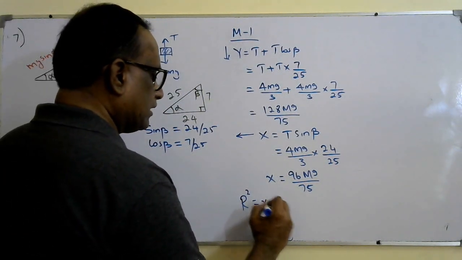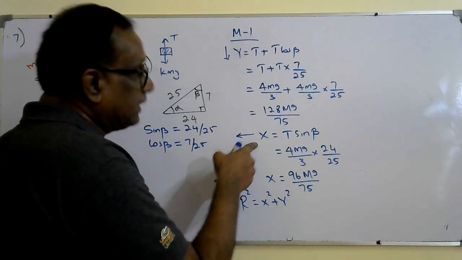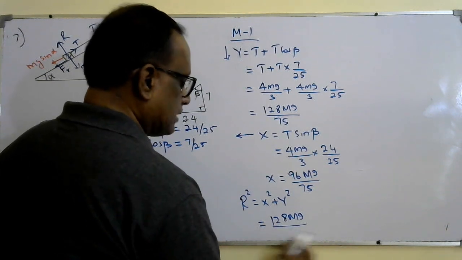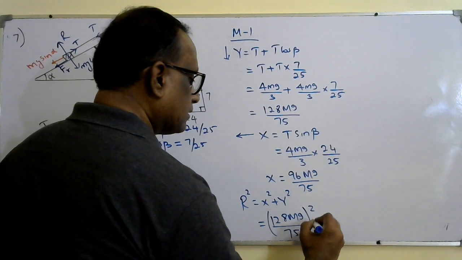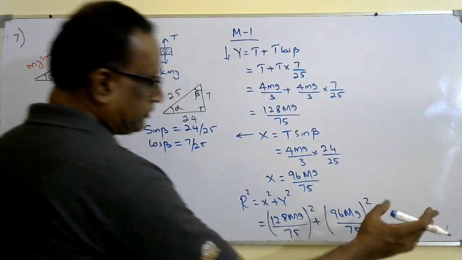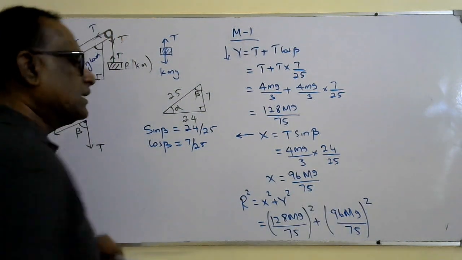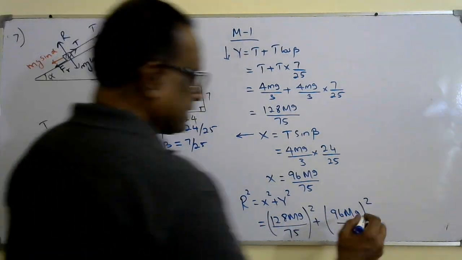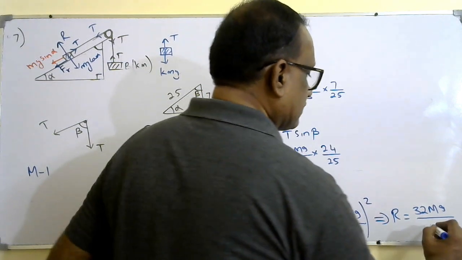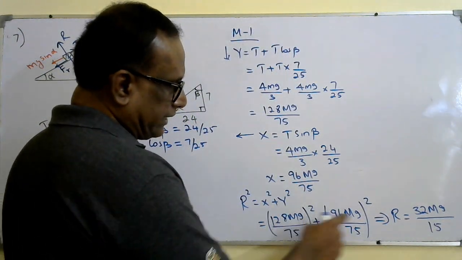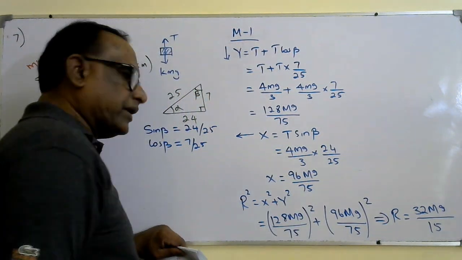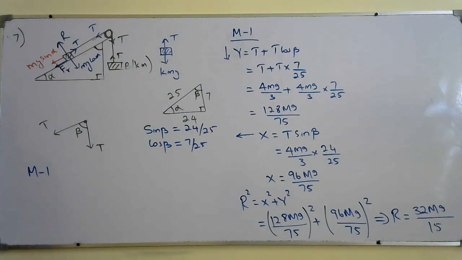Resultant force is equal to the square root of x squared plus y squared, is it? Pythagoras theorem, because this is a horizontal vector, this is a vertical vector. Resultant means Pythagoras theorem. Solve it. That is 128 mg over 75 all squared plus 96 mg over 75 all squared. So m squared g squared we can take out. So 128 squared over 75 squared plus 96 squared over 75 squared, and take the square root of it. You will end up with R equal to 32 mg over 50. That's the resultant. M squared g squared, then you take the square root, it will become mg. So you have to solve that and take the square root of it. That is method 1.